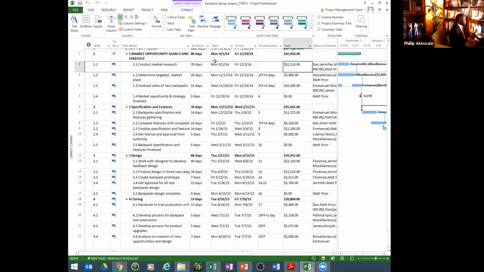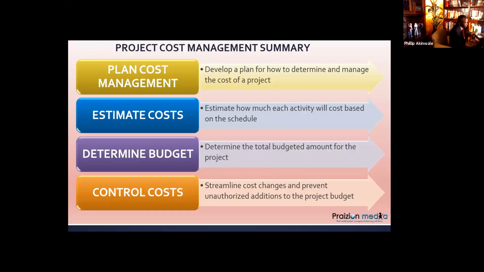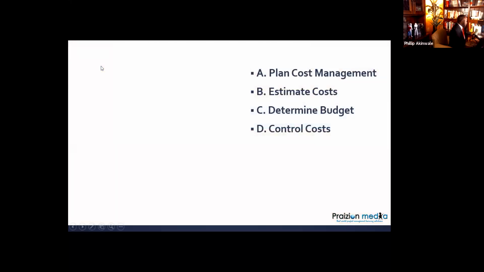All right, so this is just to illustrate to you what exactly is happening in the world of cost management. Now, with that said, I have a few fun little exercises to get us warmed up here. I have options on the screen. What I'm going to do is ask you a question, and I would like you to choose an option for the question.